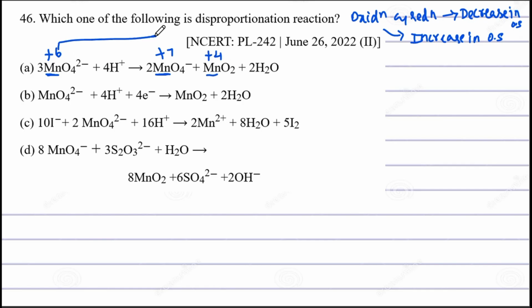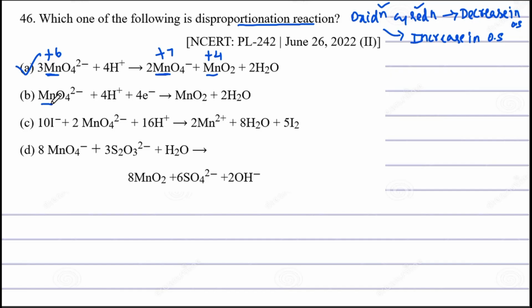So there is increase in oxidation state as well as decrease in oxidation state. So there is both oxidation and reduction taking place in the same element. So the first one is the example of disproportionation reaction. Now let us see the other equations also.